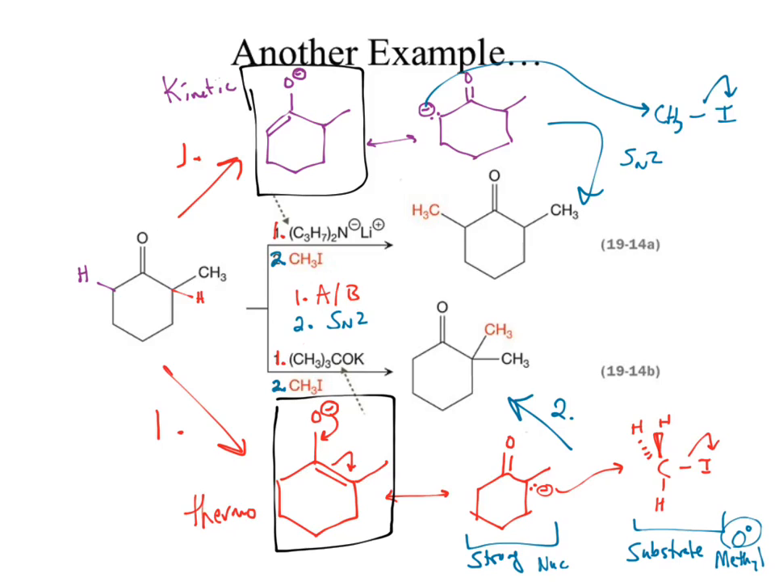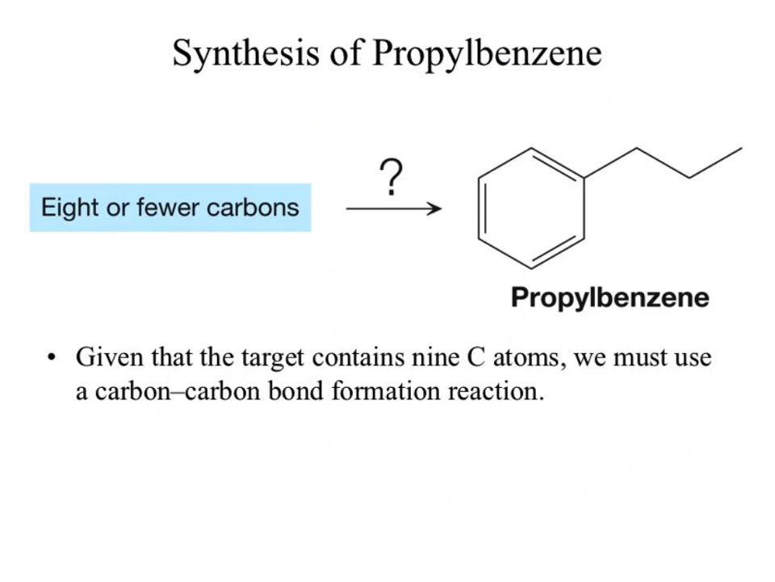So our selectivity, the base selects. Okay? Just like with our reducing agents, depending on what other things are present, we would choose one over the other. Okay? Synthesis of propylbenzene.